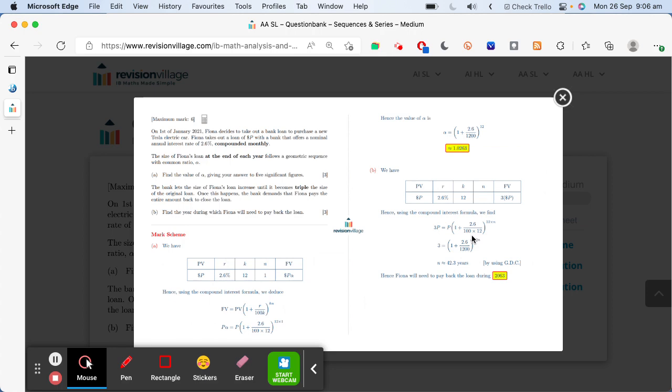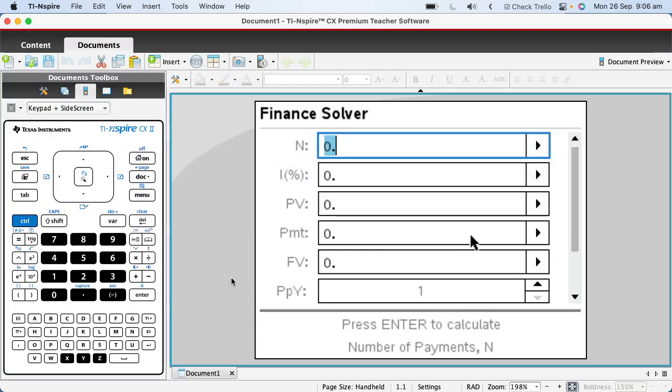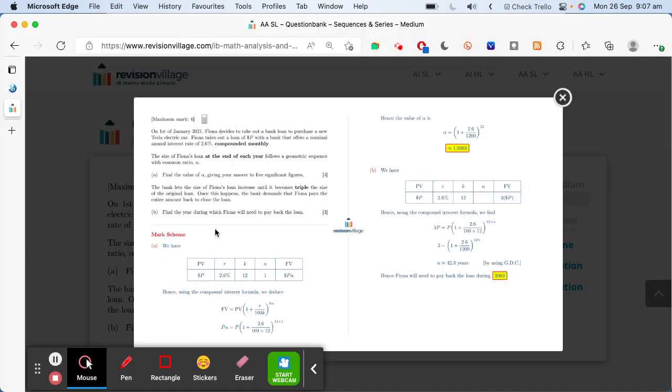That's how it works. So in this case, we've got the principal value of P dollars. We don't know that, so we'll just leave that blank. We've got the interest rate being 2.6%. So not 0.26 or 0.026, but literally 2.6. It's expecting a percentage. PV is a thing we don't know. What else do we know?